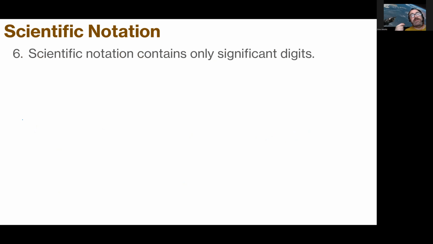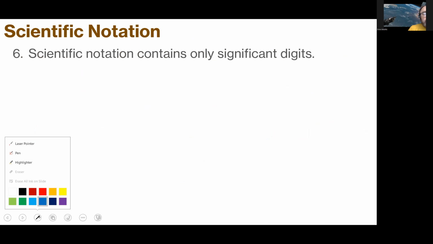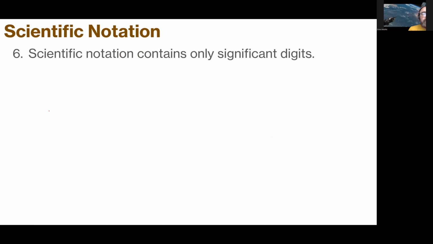Scientific notation contains only significant figures. This is the stuff in the front part of that number. So things we need to be able to do at this point is, can we look at a number and figure out how many significant figures are there?